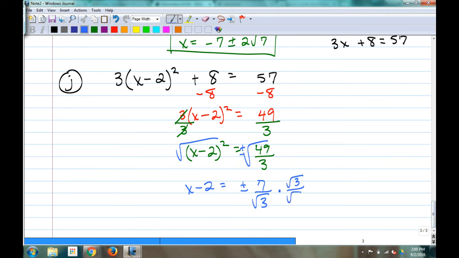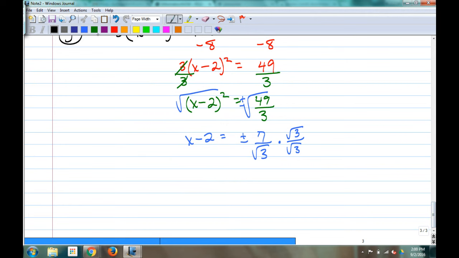Good job. Rationalize the denominator is what that's called. If somebody ever asks you what you're doing, that's what I'm doing. I'm rationalizing the denominator. So that's going to give us x minus 2 equal to plus or minus 7 radical 3 over 3.